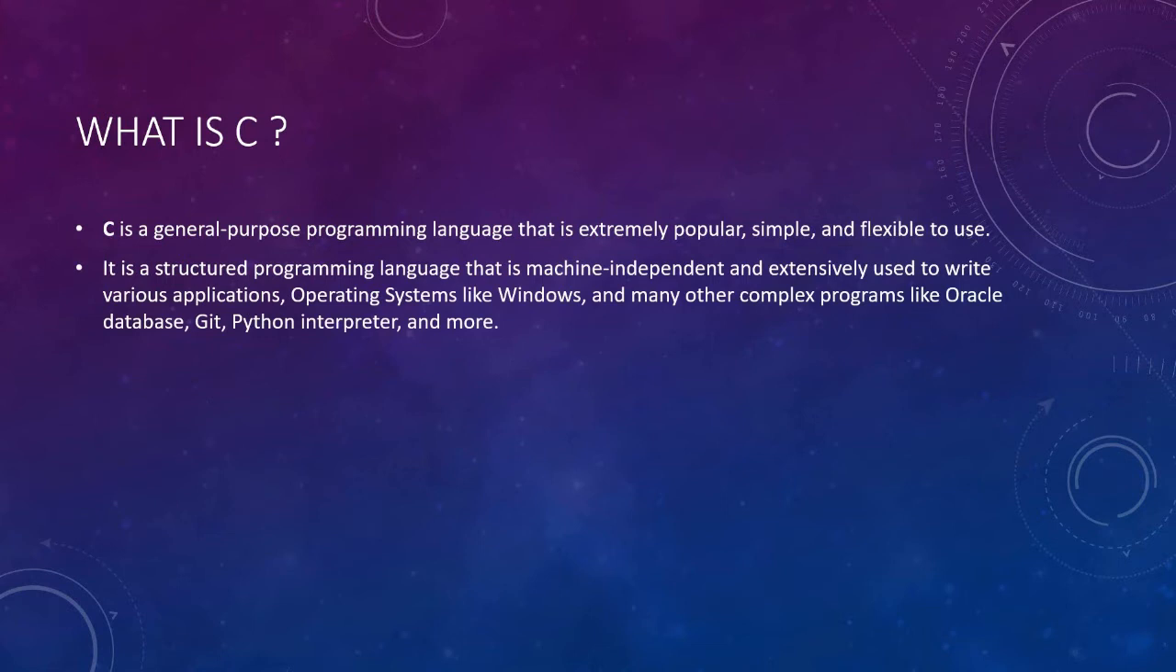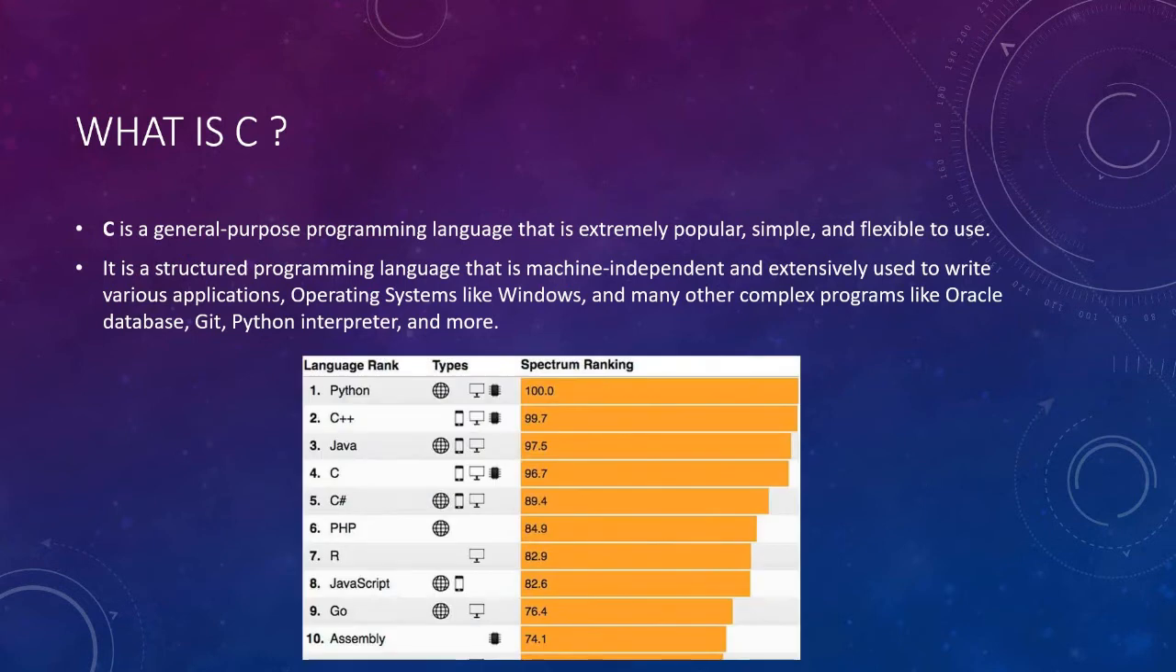It is a structured programming language that is machine independent and extensively used to write various applications, operating systems like Windows, and many other complex programs like Oracle database, Git, Python interpreter, and more. If you see the spectrum ranking, C stands in 4th rank. And where can we use C? You can use it in embedded systems, mobile applications, and system applications like OS, right? It is not used in web applications.